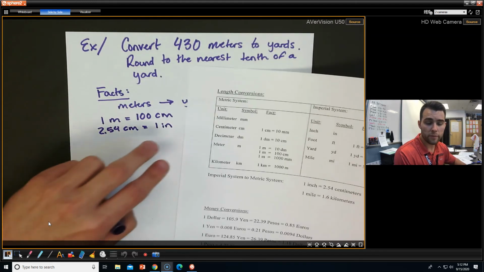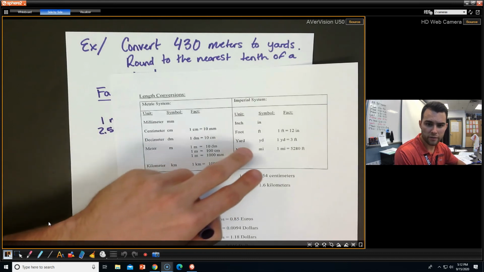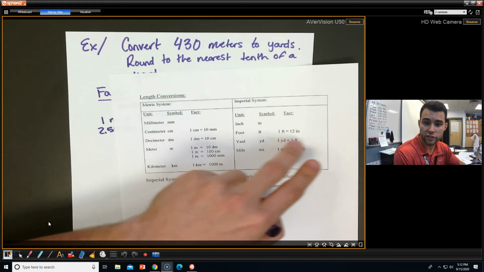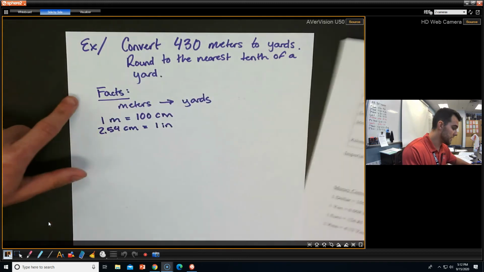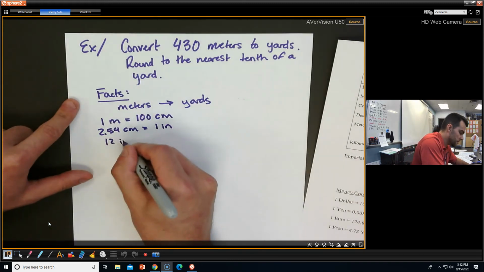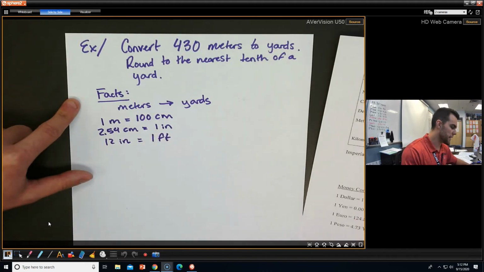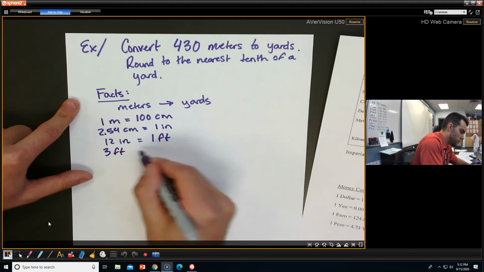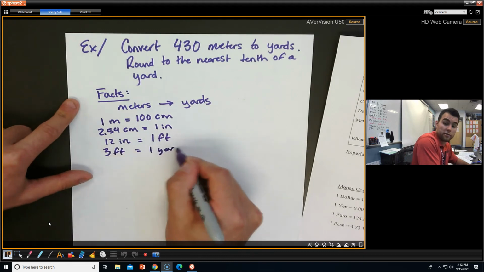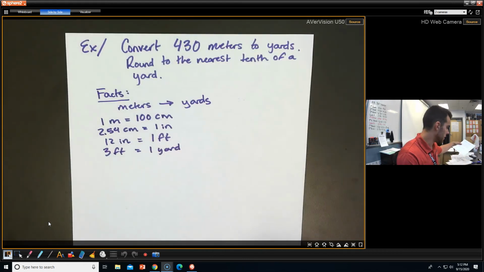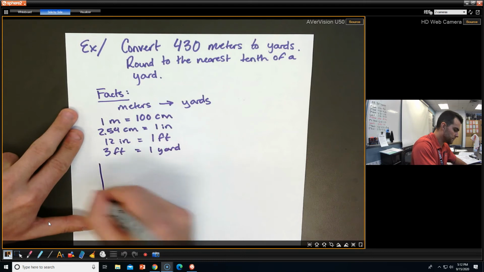So now I want to go from inches to yards. Well, it looks like yards is in feet, but we know that feet and inches are related. Well, that's good. So we know that 12 inches are equal to 1 foot. And then we also finally know that 3 feet equal 1 yard. That was a lot. But now that we have the facts, I don't need this anymore. I'm good. Step 2, start creating my tracks.